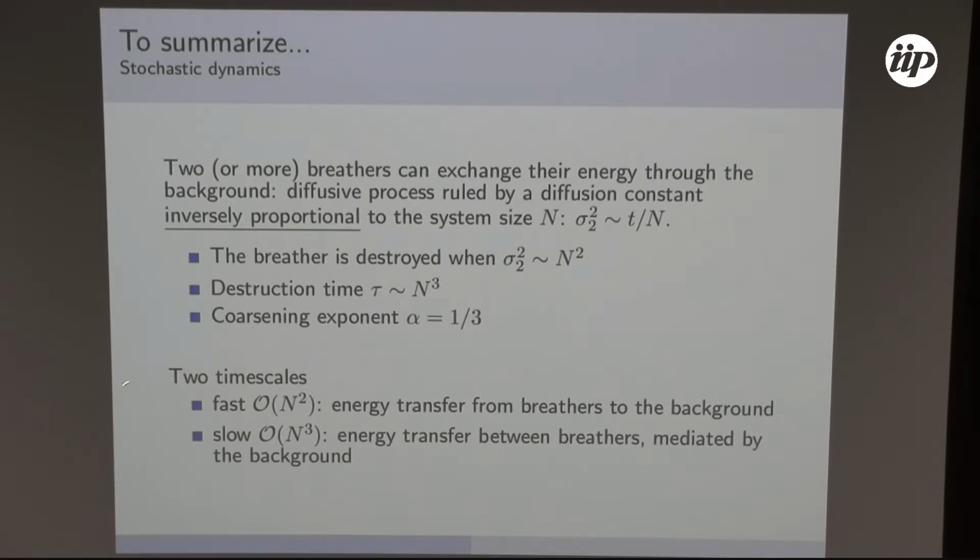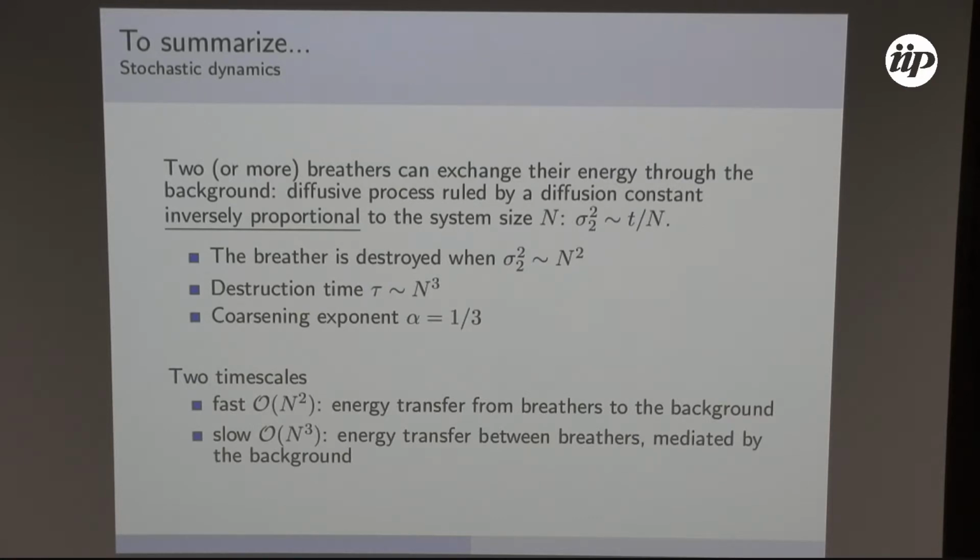So in the end, we understood there are two time scales, at least in this simplified stochastic model. There is a fast time scale that is related to direct energy transfer from the breather to the background, and then there is a slow one, of order N to the power 3, that is related to breather energy exchanges mediated by the background. Okay. So this tells you that already for a stochastic system there is something non-trivial.